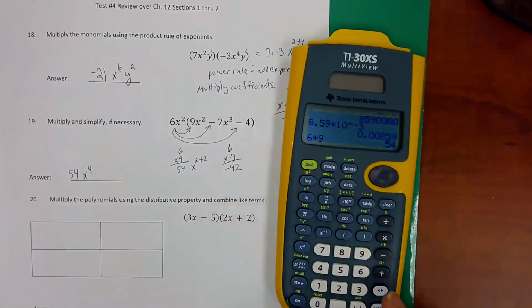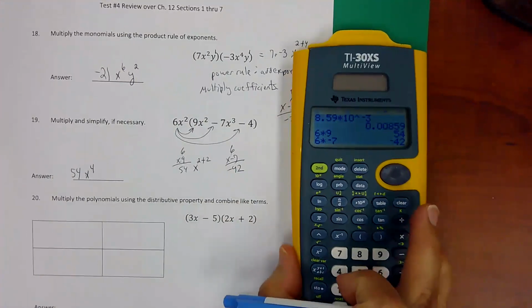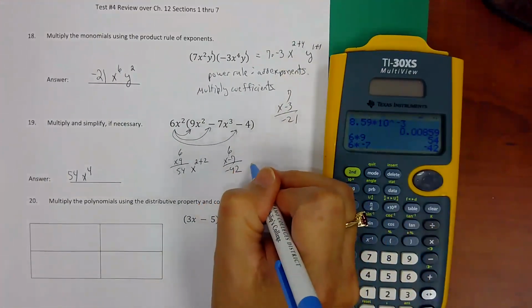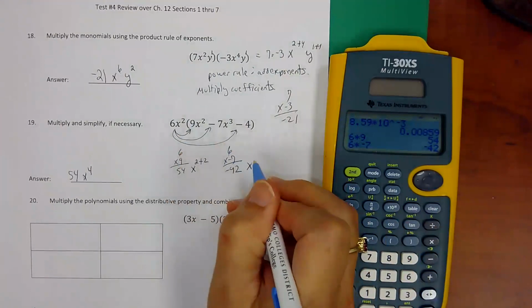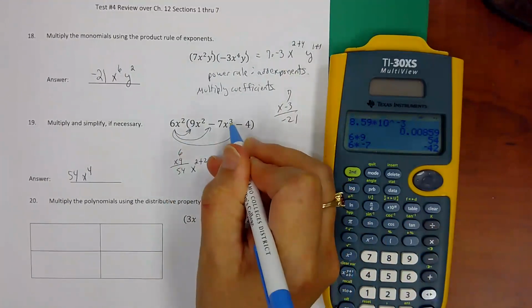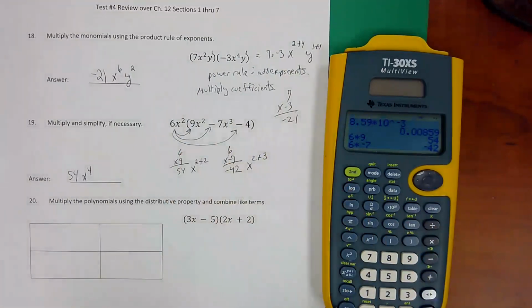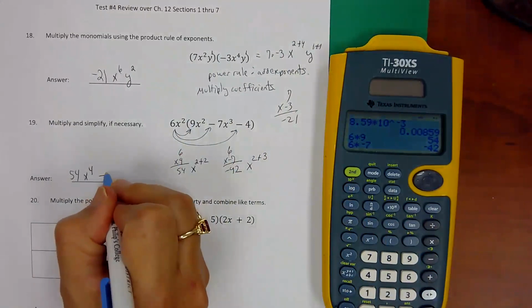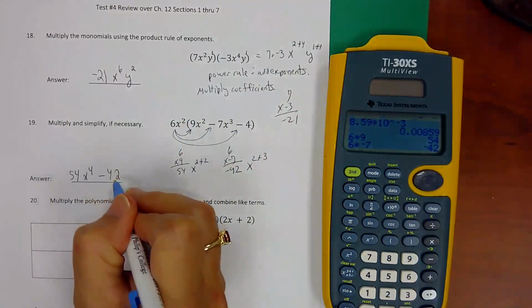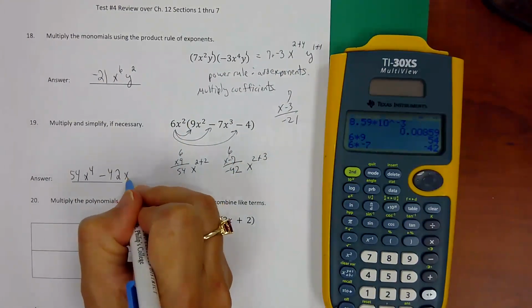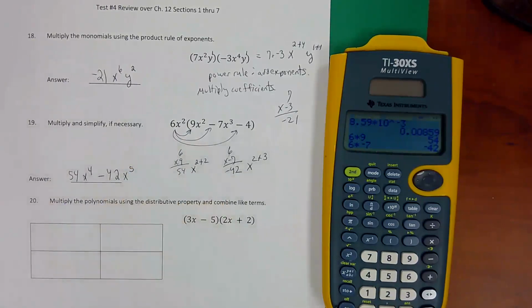So I can double check that if you want. And then on the x's, you're doing this 2 plus this 3. 2 plus 3 is to the 5th power. So this is -42x to the 5th power. Okay.